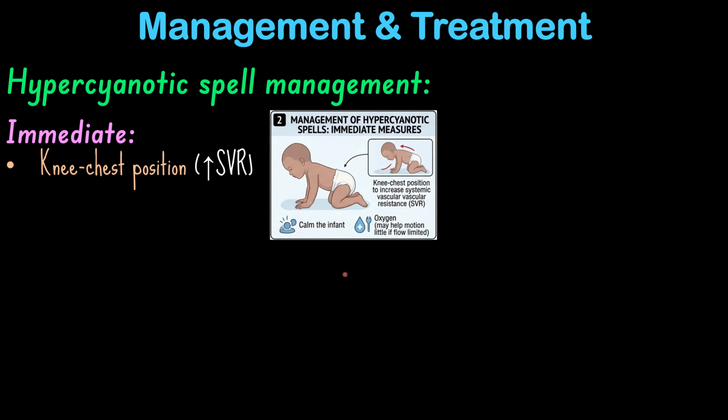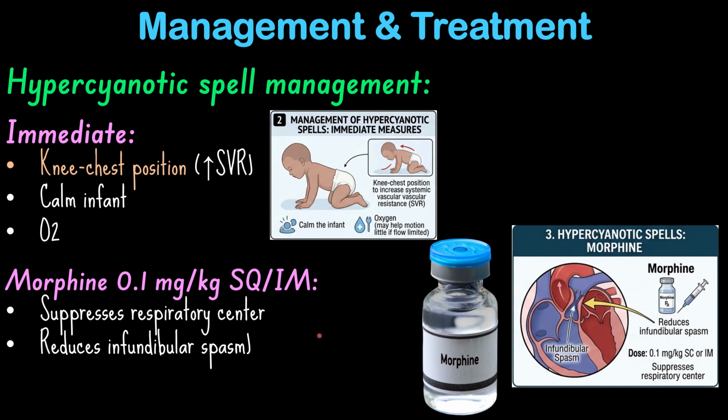For hypercyanotic spells, immediate measures include placing the infant in a knee-chest position to increase systemic vascular resistance. Calm the infant and give oxygen, though oxygen helps little if the problem is limited pulmonary blood flow. Morphine at 0.1 mg per kilogram subcutaneously or intramuscularly suppresses the respiratory center and reduces infundibular spasm.